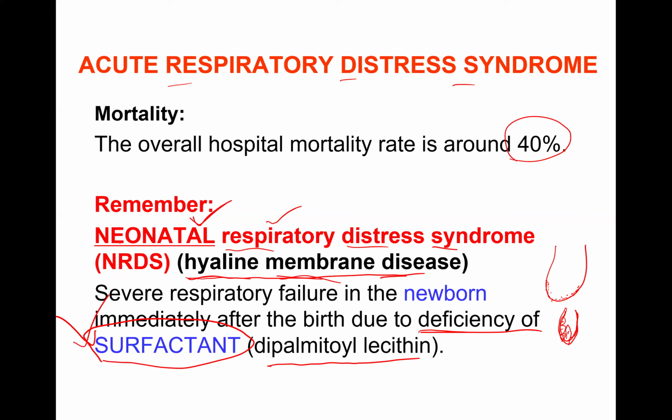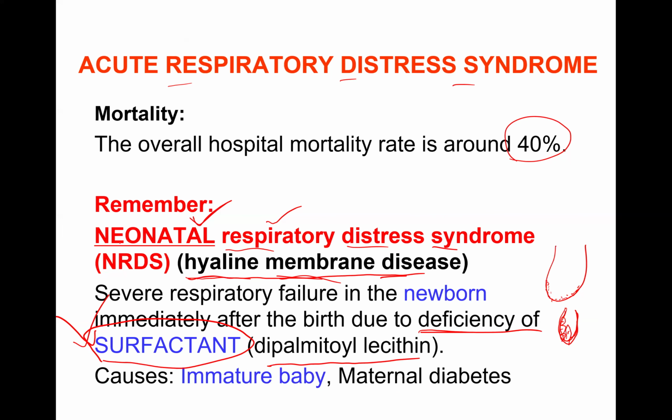Why is the surfactant deficient in a newborn? The major, top cause is immature babies, babies who are born before term, because surfactant is synthesized after 28 weeks of gestation. Then it is boosted up. Surfactant production is boosted up after 34 to 35 weeks of gestation. But if the baby is born at 30 weeks, 32 weeks, then surfactant is not sufficient. So the child is now suffering from respiratory distress syndrome, right? Neonatal respiratory distress syndrome. The other cause can be maternal diabetes.